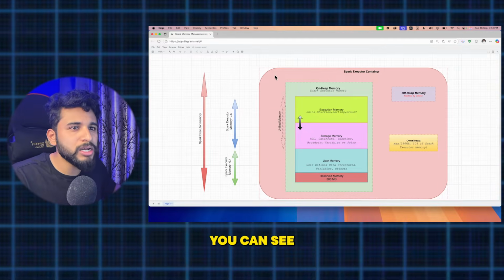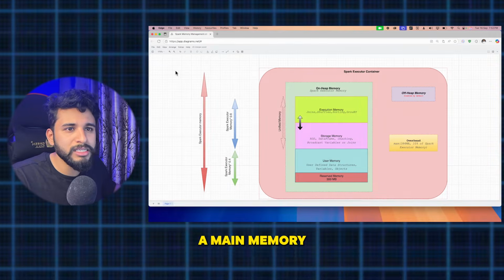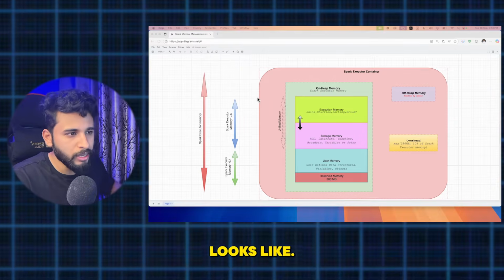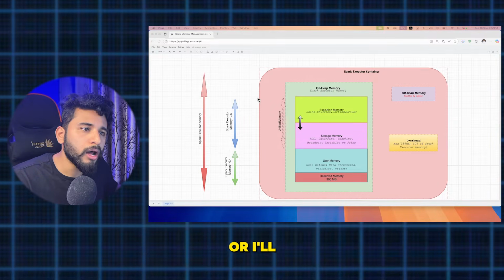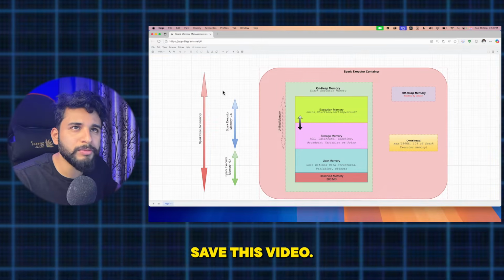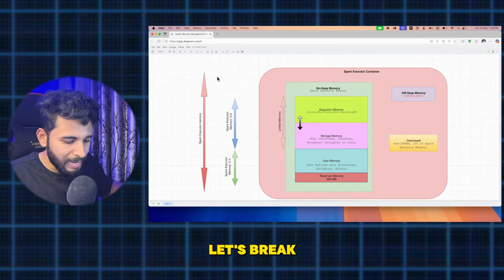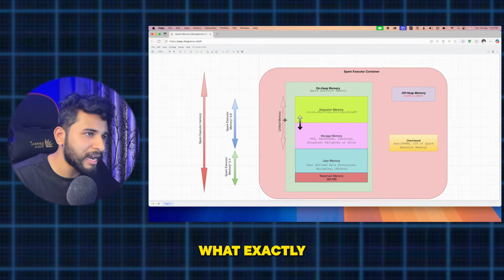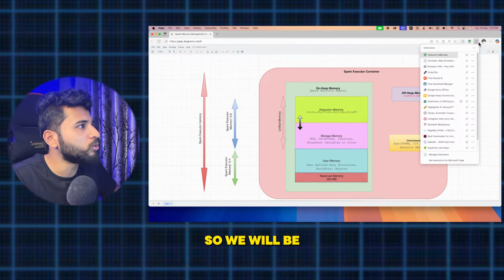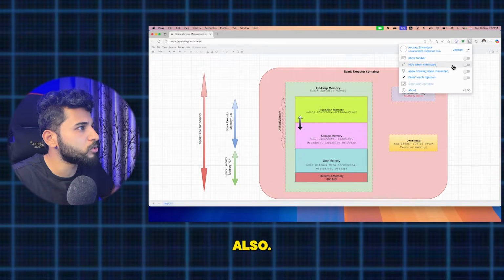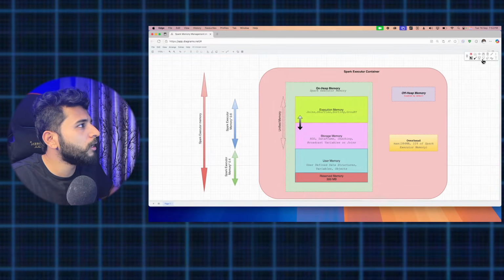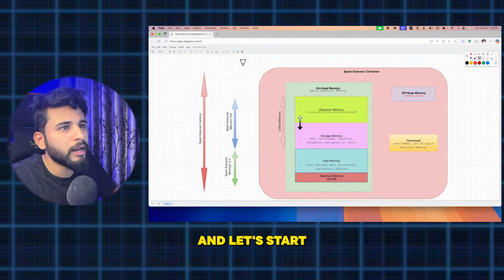As you can see on the screen, this is the main memory architecture. You can just take a screenshot, or you can just save this video. That's how it works. Let's break it down block by block, what exactly all the things mean and how they work. Let me start with my annotator, the toolbar, my pen. I'll take a red pen, and let's start.